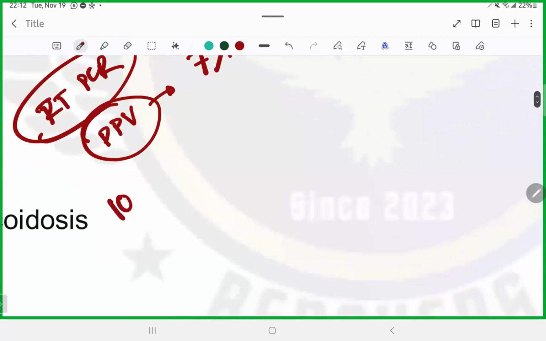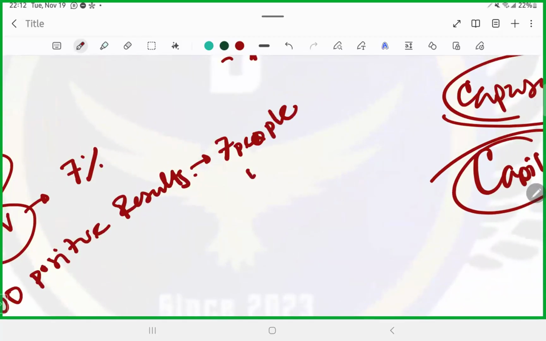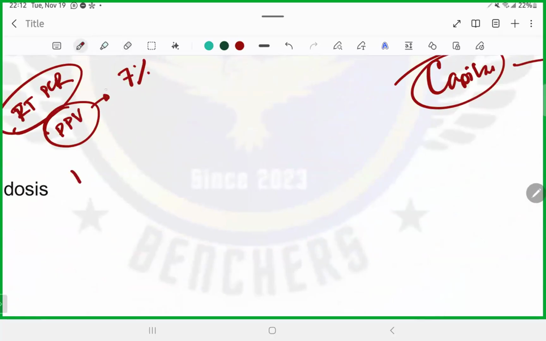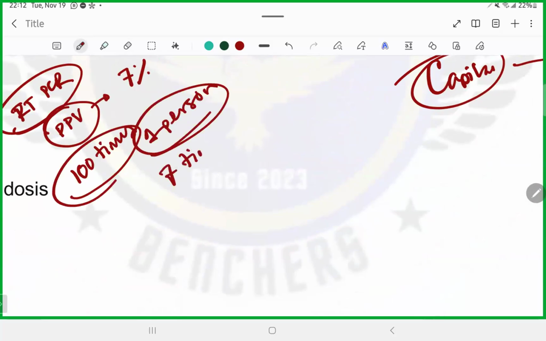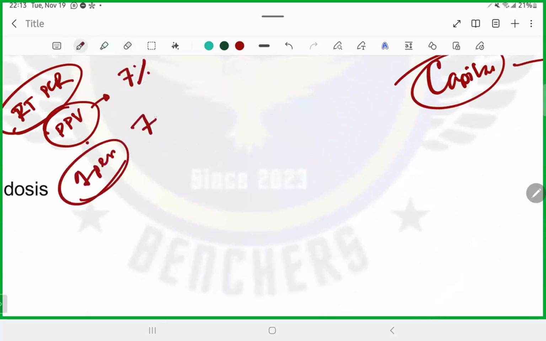That means if we get 100 positive results, 7 people will have the disease out of those 100 results. Or if we do that test 100 times on one person, 7 times we will get it positive. I'm just telling you all the ways they can say it. Or if we do this RT-PCR on one person, he has a 7% chance of having the disease.